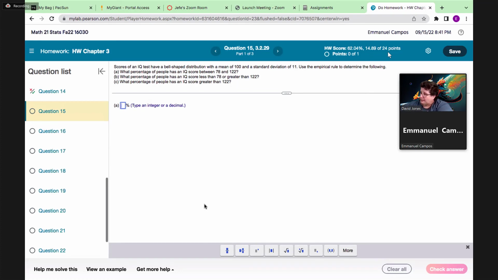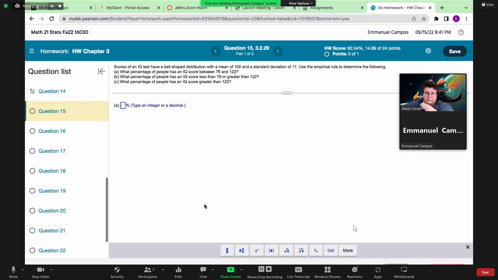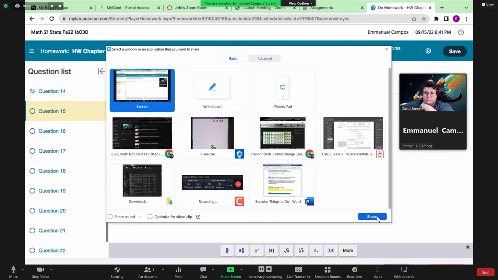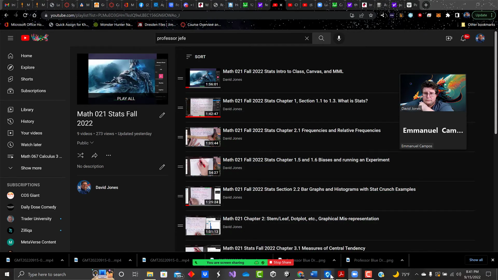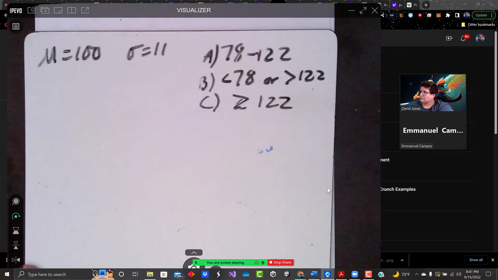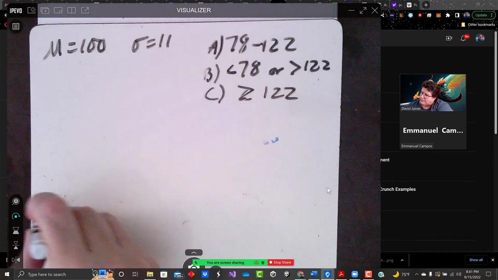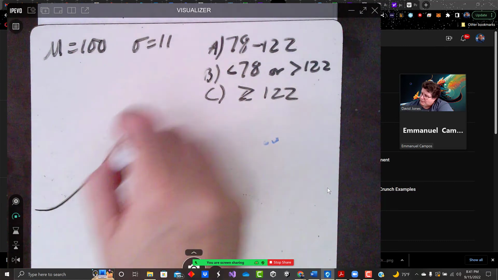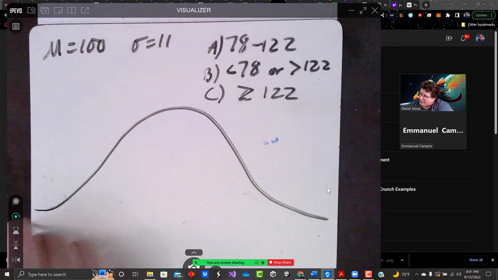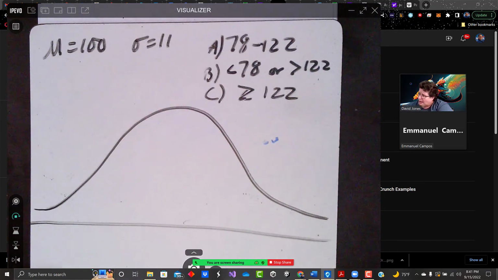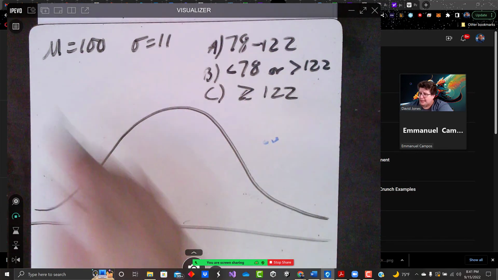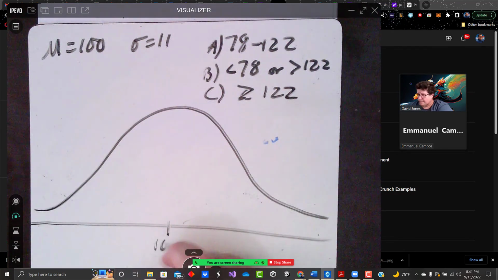All right, I'm going to steal the camera here. Okay, so we're going to draw our bell curve. You should do this when you have these problems. What you're going to put in the middle is the mean, the 100.